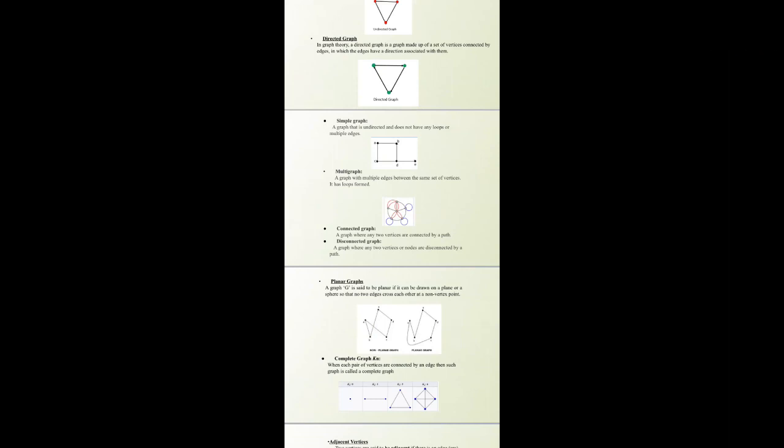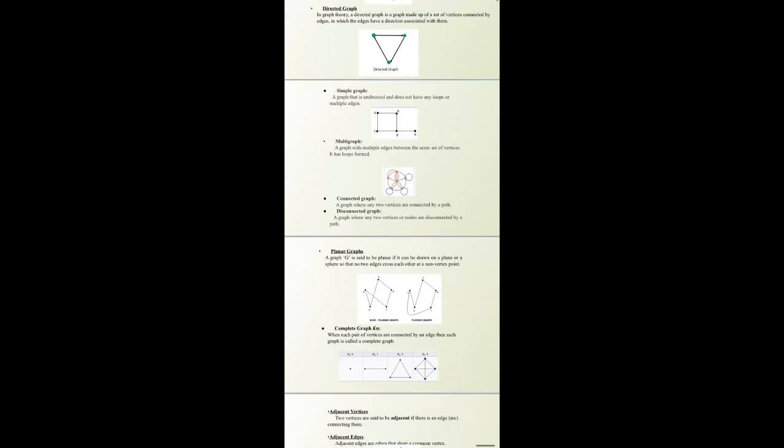Okay, thank you. Simple graph: a graph that is undirected. First of all, it has the property of being undirected, and then it does not have any loops. Loop means there is no edge from a vertex to itself. Suppose A is a vertex; there will be no edge that goes from vertex A to A. Then there are also no multiple edges.